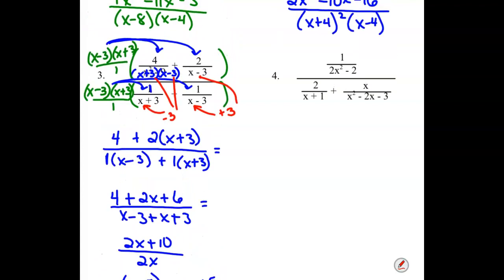All right, our fourth example, another complex fraction. If we use the same method that we had before, we would need to see everything in its factored form. So I would have to factor this 2x squared minus 2. I could take a 2 out. It then factors into 2 times x plus 1 and x minus 1. This denominator would factor into x minus 3 and x plus 1.